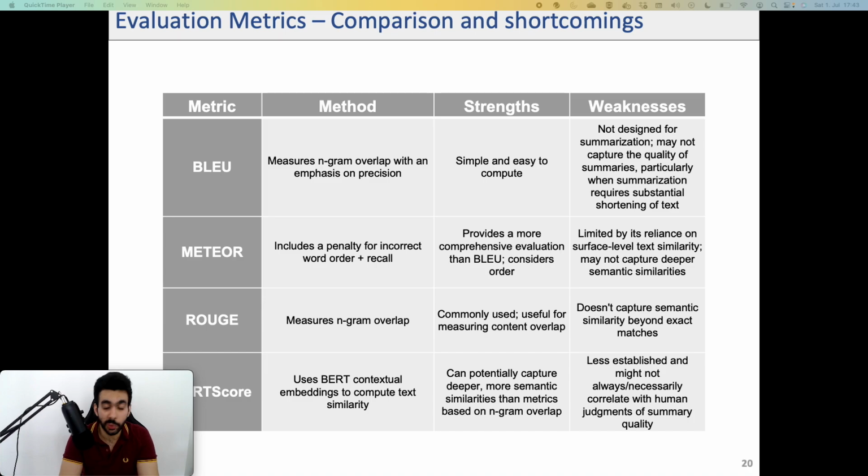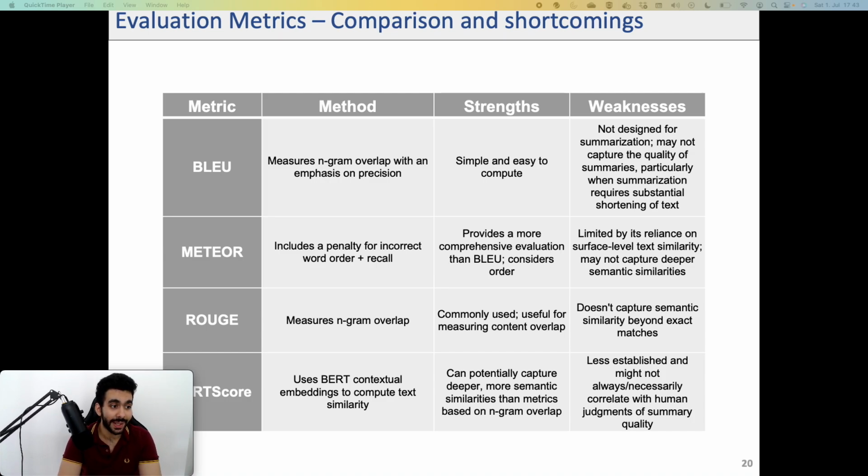The strength of BLEU is that it is simple and easy to compute. However, the weakness is that it was not originally designed for summarization. You might also have considered that when looking at the brevity penalty. Summarization requires substantial shortening of the text, which is not the case in machine translation, which was the original thing that BLEU was presented for.